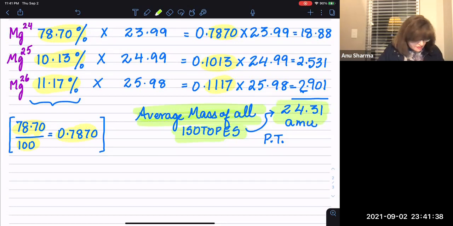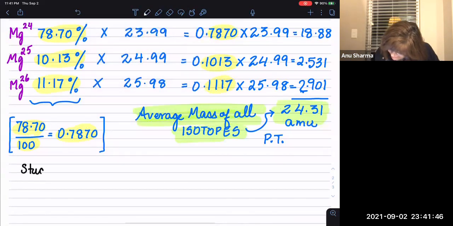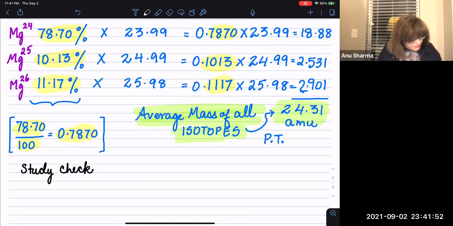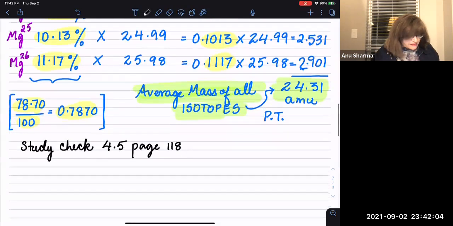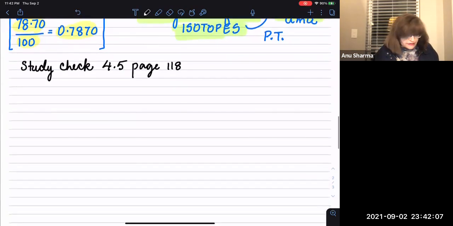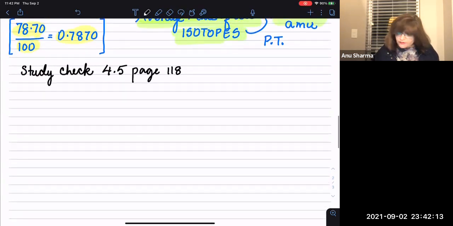Study check of isotopes. So let's do one study check. Study check problem 4.5, and this is on page 118. All right, here. So we see vanadium is a micromineral needed in the formation of bones and teeth. Write the atomic symbol of this single naturally occurring isotope of vanadium. So the question is, write the symbol. So the symbol for vanadium is V.